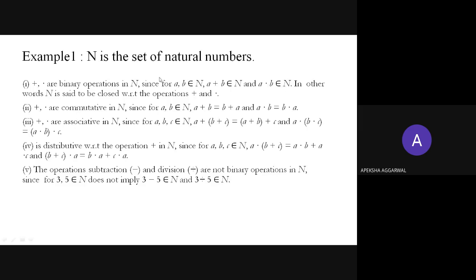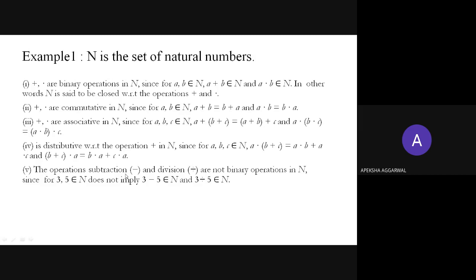Similarly, plus and dot are commutative in N since A plus B equals B plus A, and A plus B belongs to N, and B plus A also belongs to N. That means it's commutative, and A dot B equals B dot A, so it's commutative under dot. Then similarly, plus and dot are associative in N because (A plus B) plus C equals A plus (B plus C). Similarly for the dot operation. Then it is also distributive.